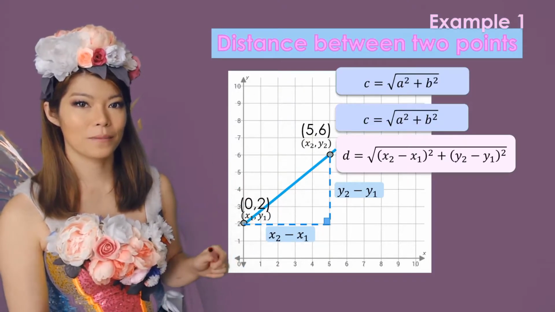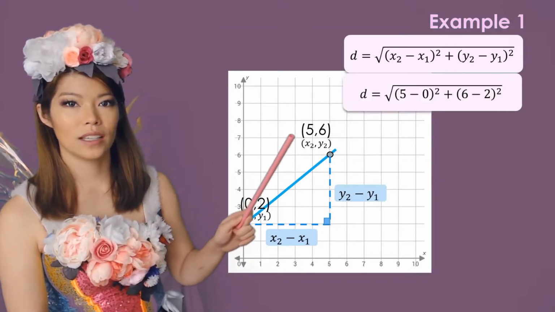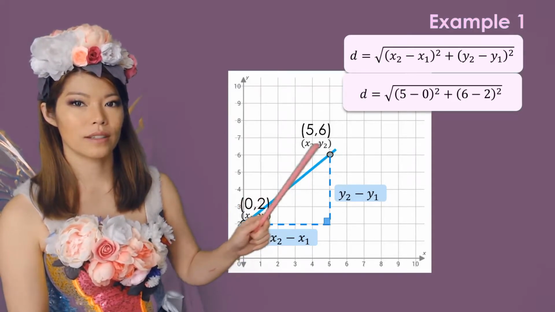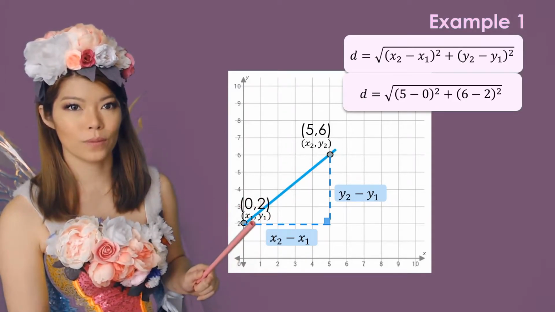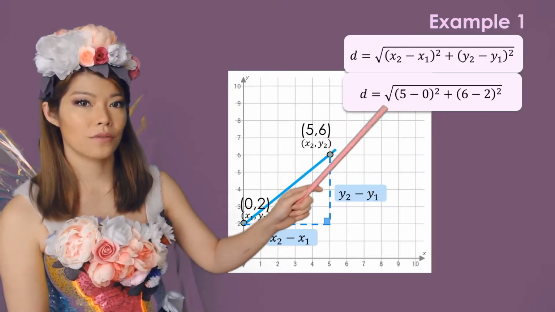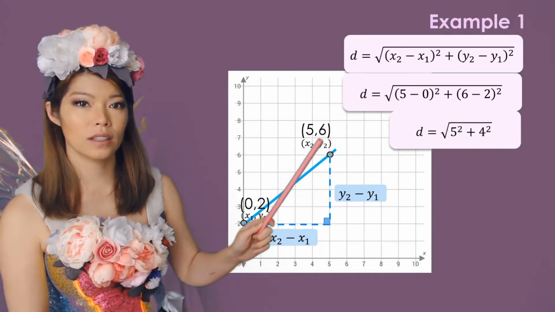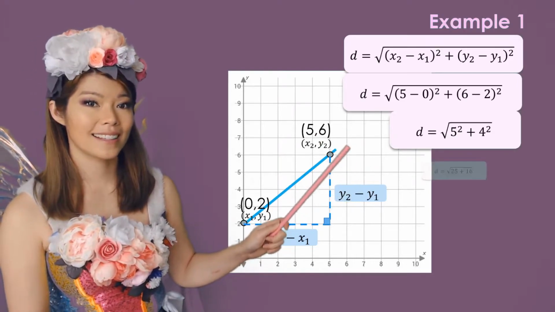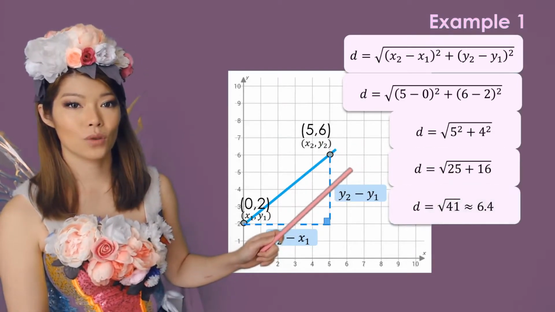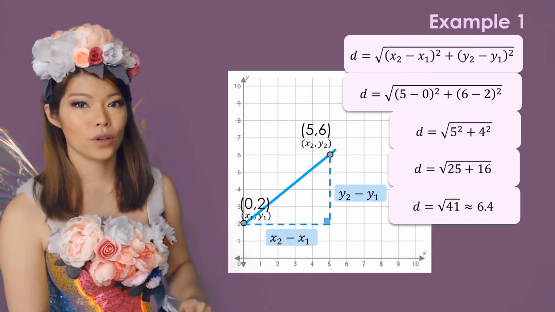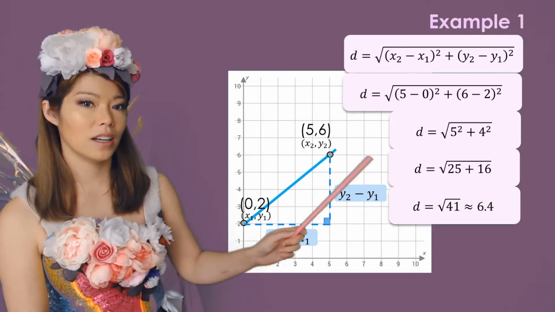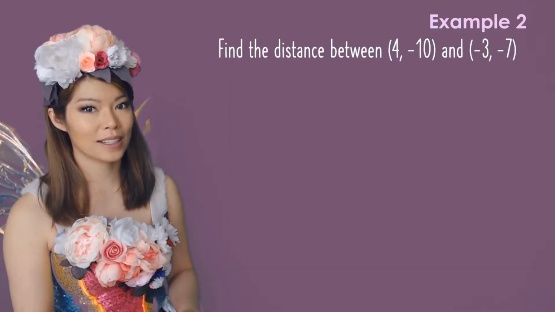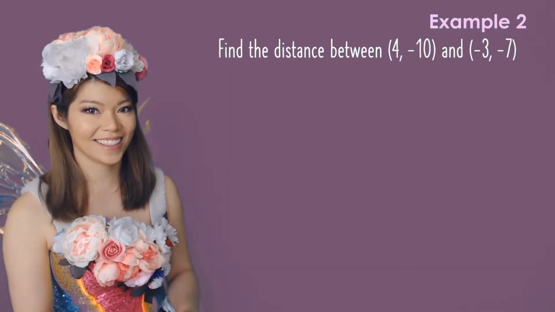Let's solve this. x2 is 5, x1 is 0, y2 is 6, y1 is 2. 5 minus 0 is 5, and 6 minus 2 is 4. 5 squared is 25, 4 squared is 16. So now we have the square root of, add that together, 41. And if you plug that into the calculator, you get 6.4. Now you can pause to try example 2 and unpause to see solutions.